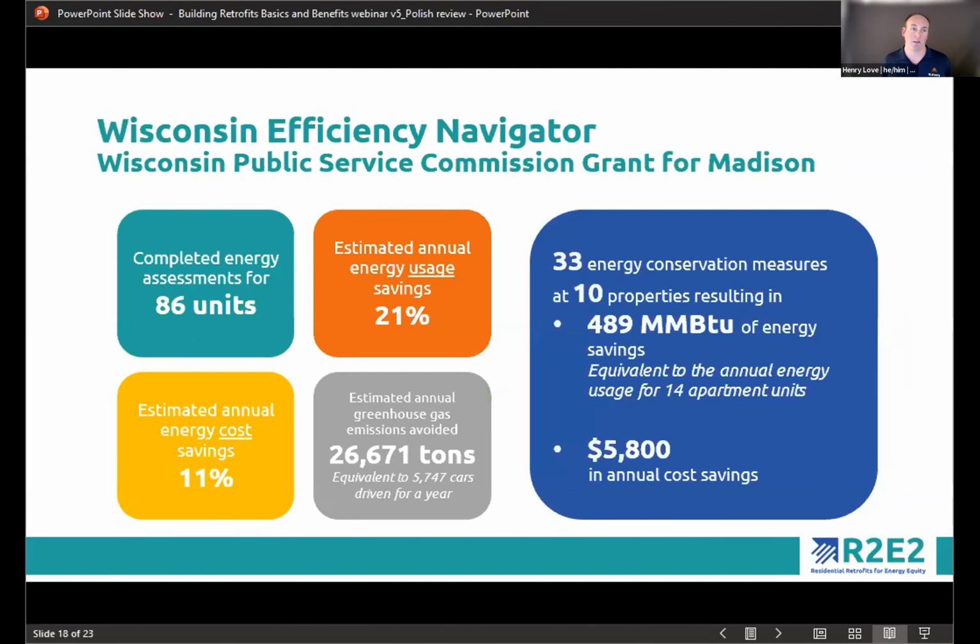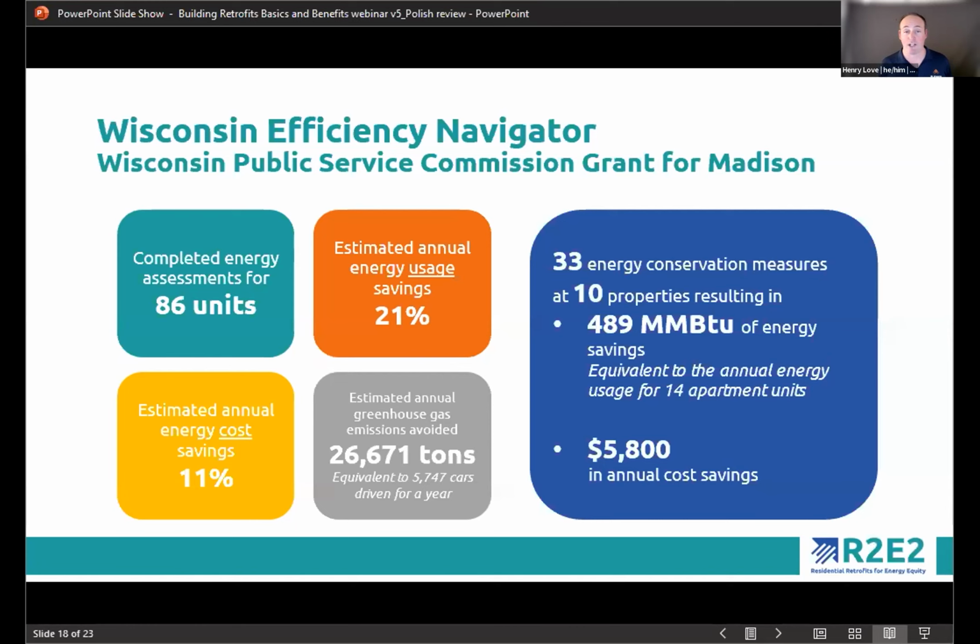To date, the Wisconsin Efficiency Navigator, which was funded in part by the Wisconsin Public Service Commission, has assessed 86 units. It has an average annual energy savings of 21% for those units, has reduced costs by 11% for residents, and has reduced over 26,000 tons of greenhouse gas, which is equivalent to over 5,700 cars driven for a year.